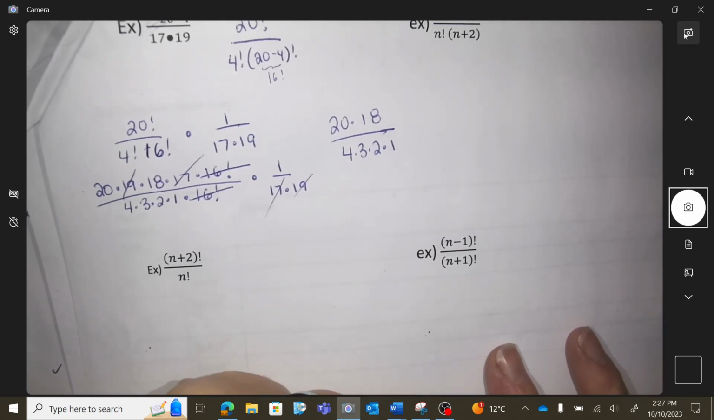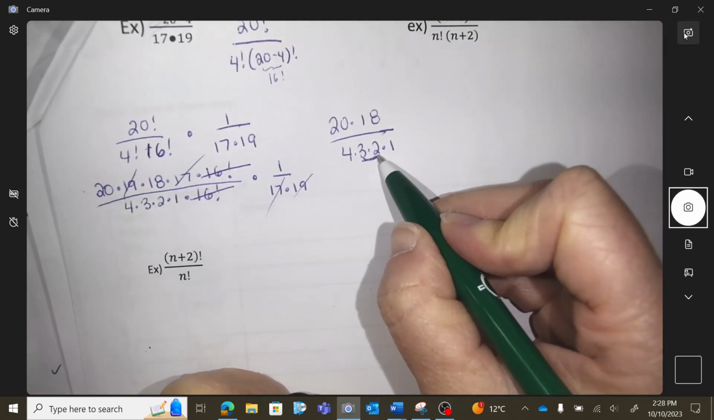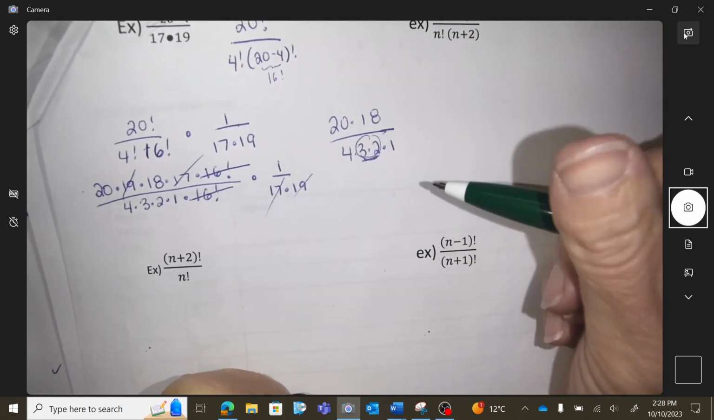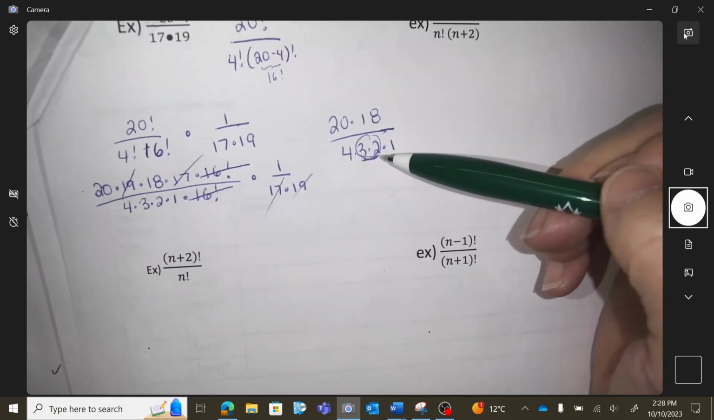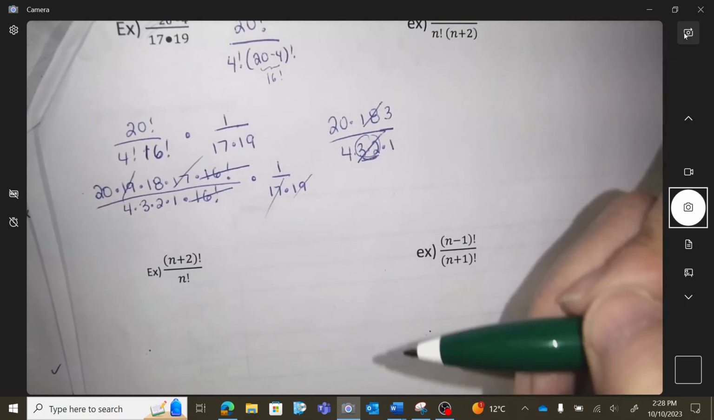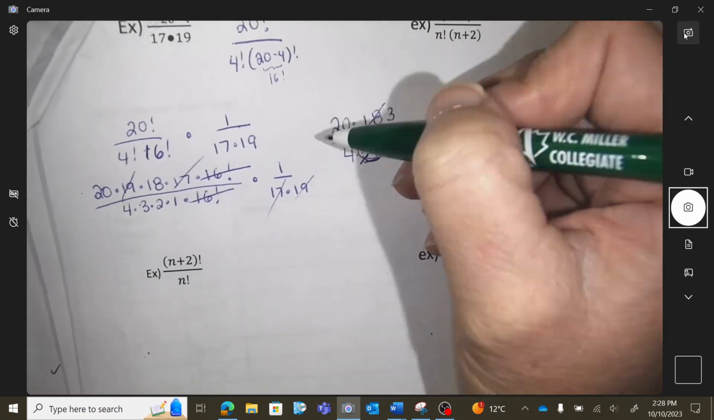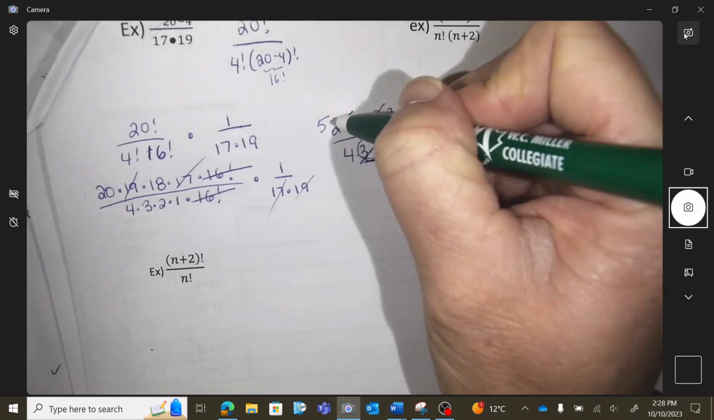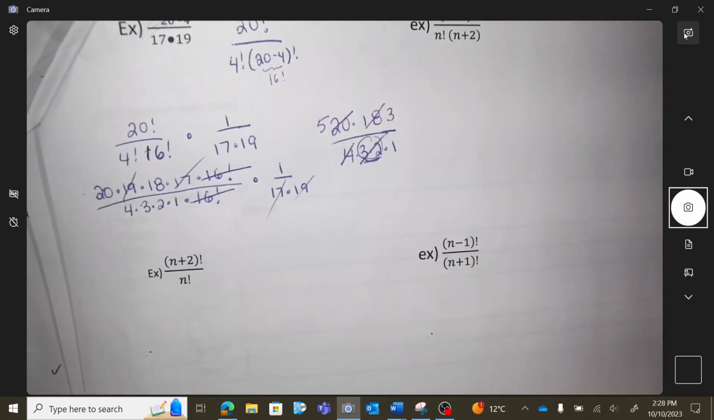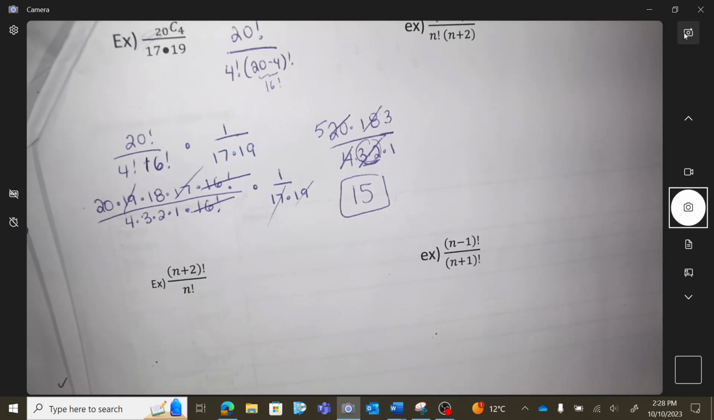You ready? I'm not touching my calculator yet. Would we agree that this 3 times 2 is really a 6? What if I take a 6 out of the top and bottom? I'm going to cross this off and put a 3 and completely cross that off. Then I'm going to take a 4 out of the top and bottom. Cross off and put a 5, cross off completely. So what does the whole thing come out to be? 15. That's all you're left with now, all without a calculator.